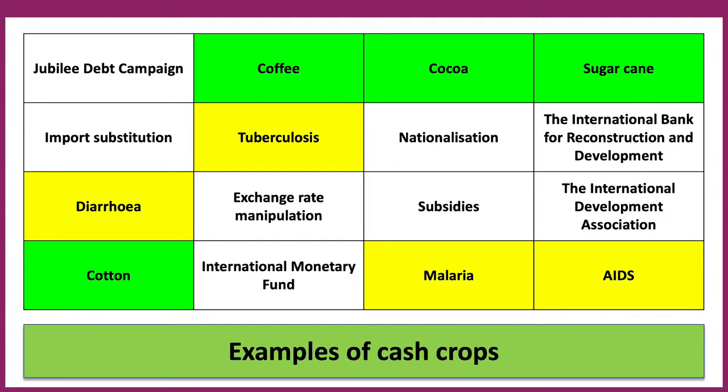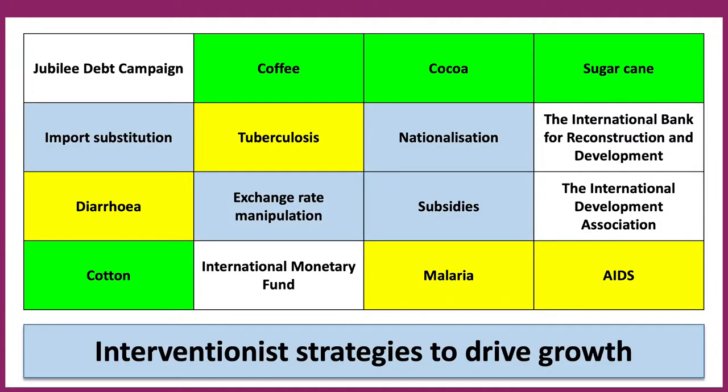Fab. So we've got our next group, and they are examples of cash crops. These are crops grown for profit and not for subsistence farming. So, for instance, coffee, there's 125 million people dependent on coffee for their livelihoods. So it's a really key example of a cash crop. Okay, on to the third group, please.